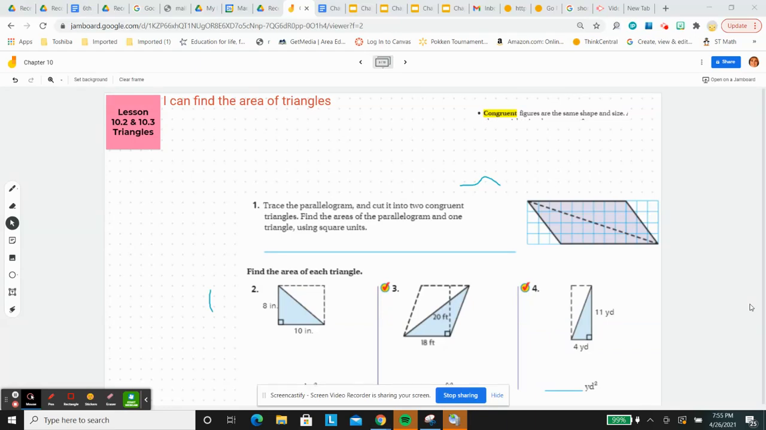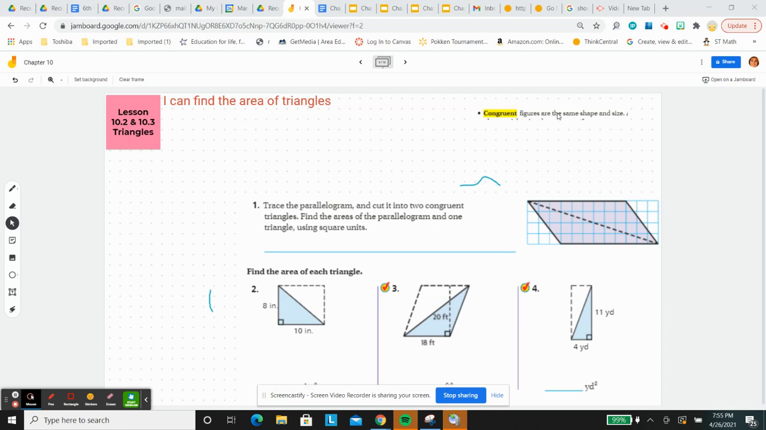Hi, boys and girls. Today we're going to be talking about lesson 10.2 and 10.3 in your book. This is a lesson on the area of triangles. So today our I can statement is that I can find the area of triangles.